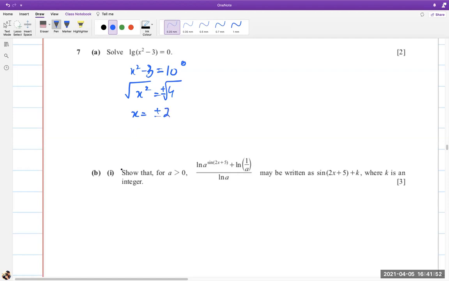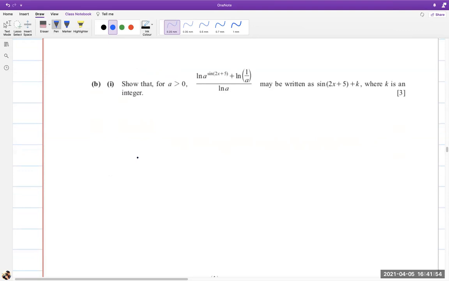Two answers here. Next question: show that for a greater than 0, this whole thing may be written as this. Okay, no problem here. What you have to understand is the rules of log. Log says really simply that if you have a log being added, that means the numbers are multiplying. So if your log is being added, this tells me ln a power sine 2x plus 5 plus 1 over a. That means they're multiplying, whole over ln a.